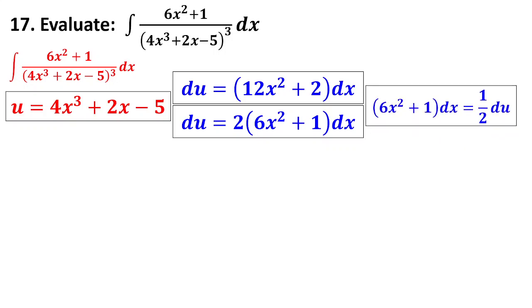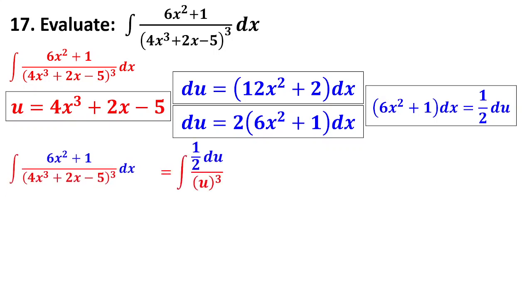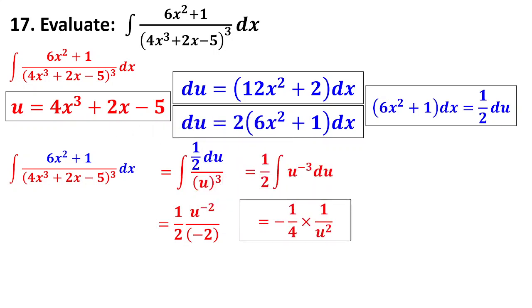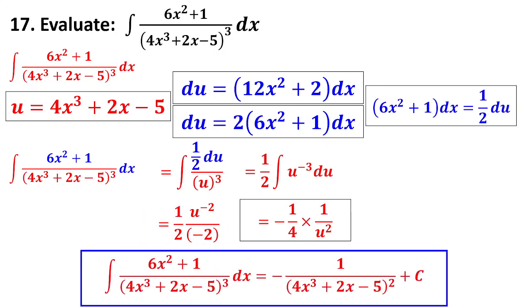Therefore 6x square plus 1 into dx is half into du. Put it there inside the integral sign now. Half into du by u cube. Half comes out, u power minus 3, u power minus 2 by minus 2, minus 3 plus 1 by minus 3 plus 1. Therefore it is minus 1 by 4 into 1 by u square. Now all of you know what should be done. Resubstitution. I have done the resubstitution. I got that. Simple. Good.